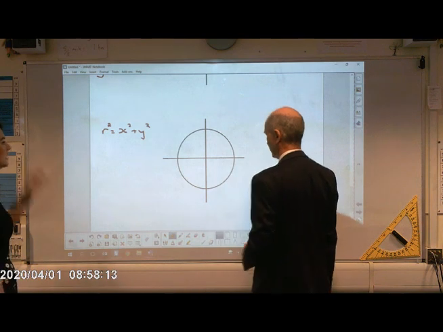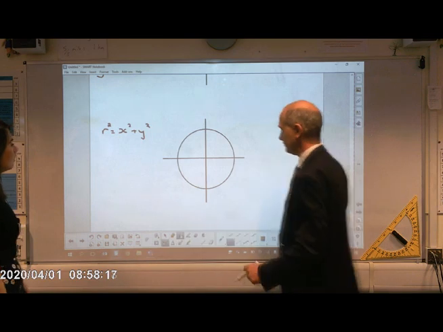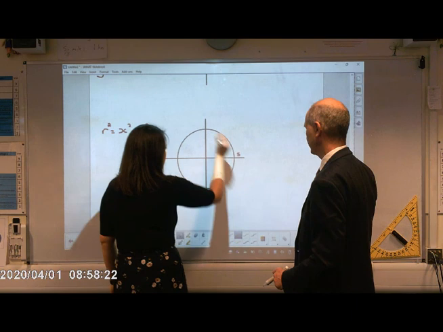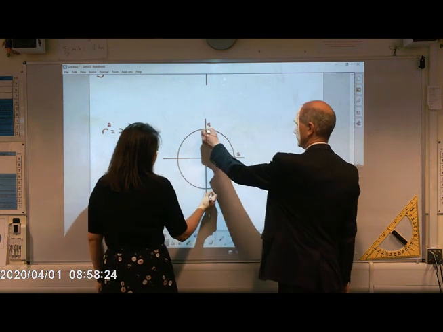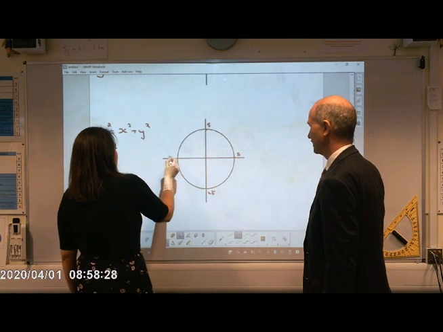Yay! This is our circle graph, okay? Whatever number you have here, so let's say that you had 5 here, and 5 here, and minus 5 there, and minus 5 there.